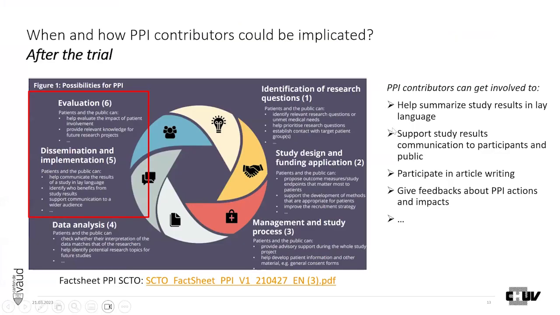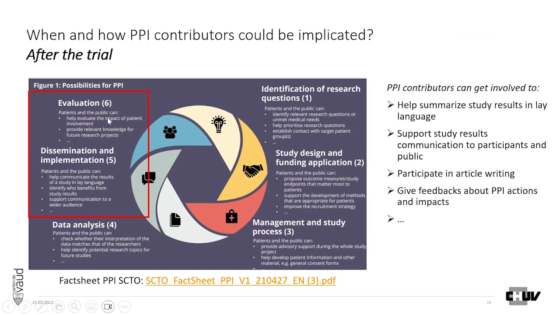Then coming to the step after the trial, PPI contributors can help you communicate the study results to the public and make those results clear, and help the public really understand what was done and what those results are. They can also support communication to a wider audience, for example, in symposia, or in writing publications, or any kind of communication.